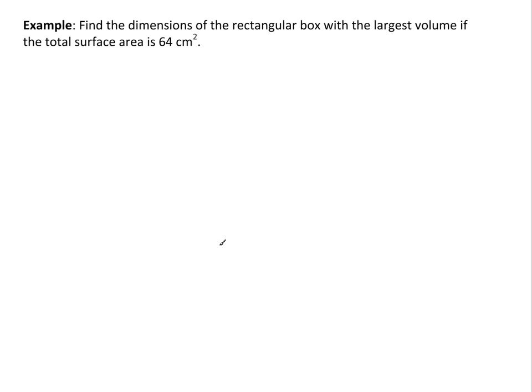Find the dimensions of the rectangular box of the largest volume if the total surface area is 64 cubic meters or centimeters. Okay, let's draw a picture. So basically I'm looking at something that looks kind of like this. And if I think of this as x, y, and z, we want to maximize the volume.